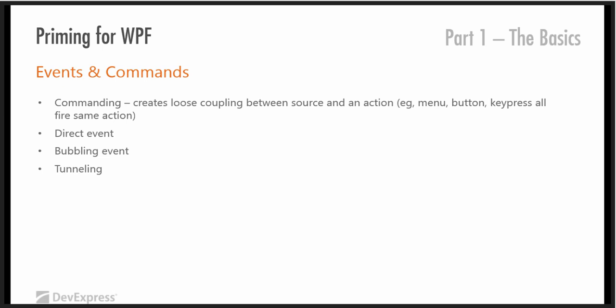Now, to start with, we'll cover something called commanding. Commanding creates a loose coupling between a source item and an action. Think of this like maybe the print button inside your document. You created a word processing type scenario, or any application, and you want to allow the user to print. You might have a print button on a ribbon, you might have a menu option that says print, and you might have a keystroke or a shortcut key that allows you to print. So the commanding functionality allows you to create that loose coupling where all those items raise the same event implemented in code.